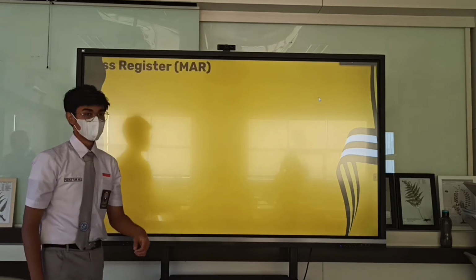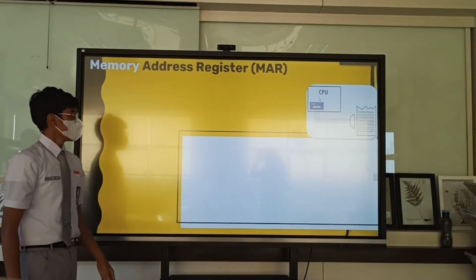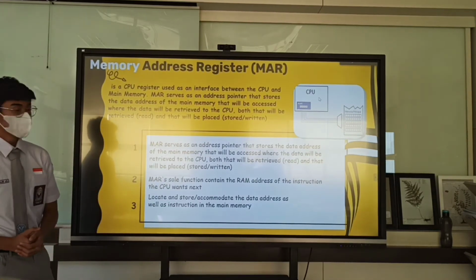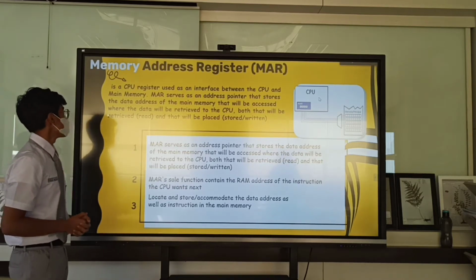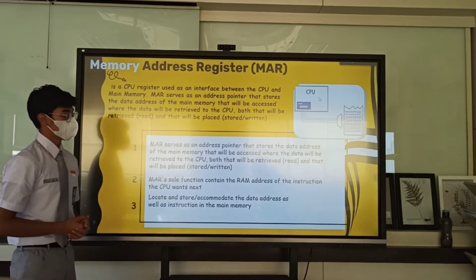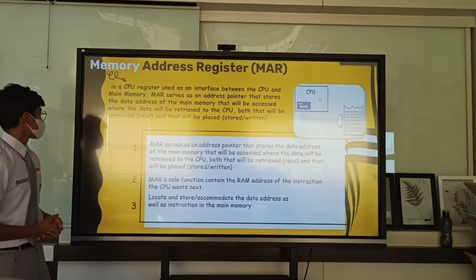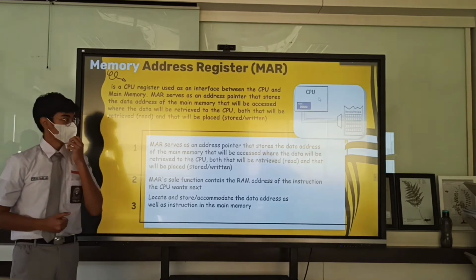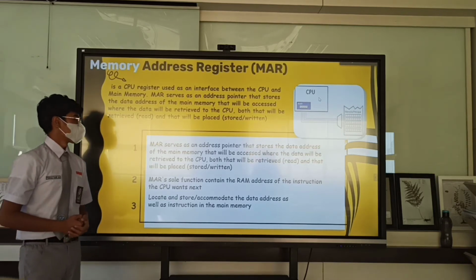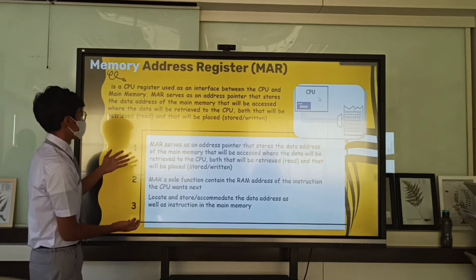Okay, so in this slide we're going to talk about what MAR is. MAR stands for Memory Address Register. That is a CPU register used as an interface between the CPU and the main memory. MAR serves as an address pointer that stores the data address of the main memory that will be accessed, where the data will be retrieved to the CPU, either to be retrieved or read, or to be placed, stored or written. So there are three functions of MAR.